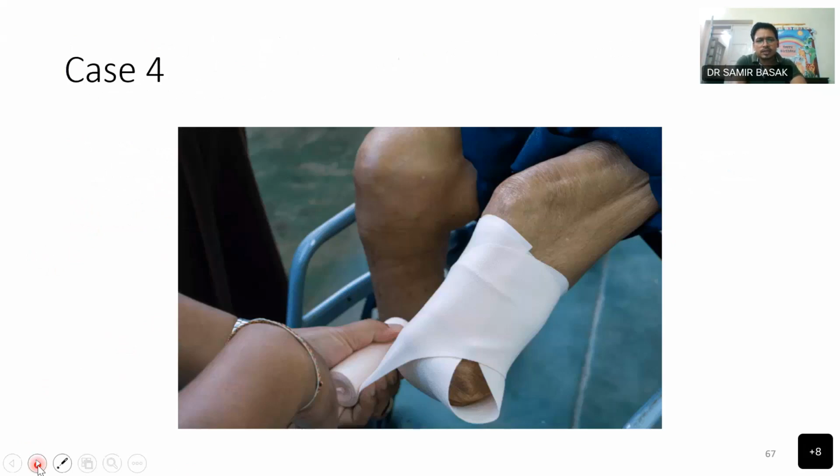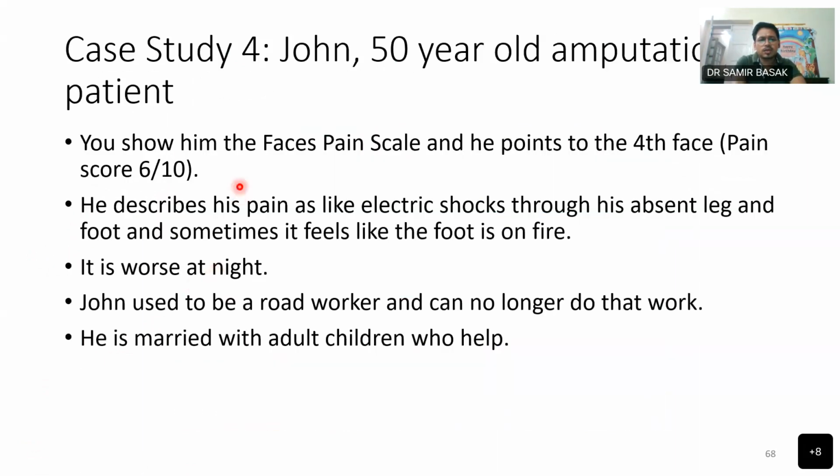And the last case: this is an amputation from an accident one year back. Right now he describes pain as 6 out of 10, like an electric shock in the absent leg, and the foot sometimes feels like it is on fire. So a neuropathic component is there, and it is worse at night.